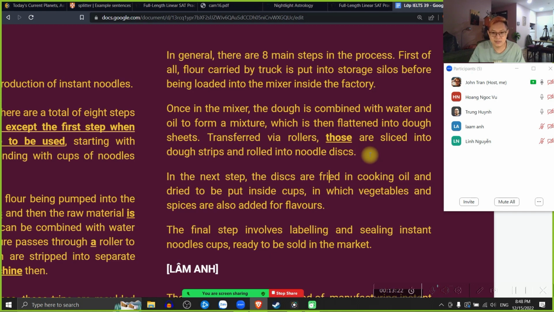In the next step, the discs are cooked in oil and dried to be put inside cups, in which this comma is once again necessary.